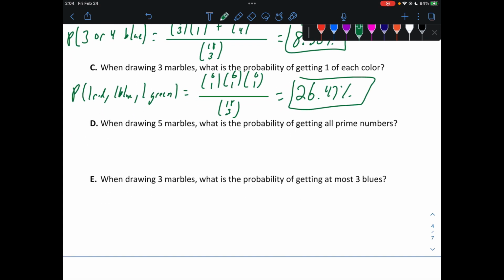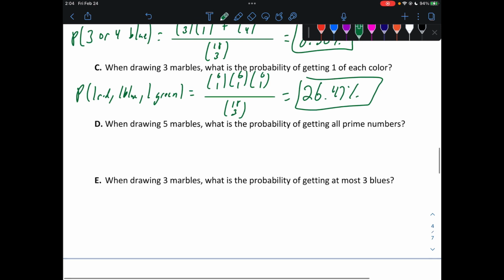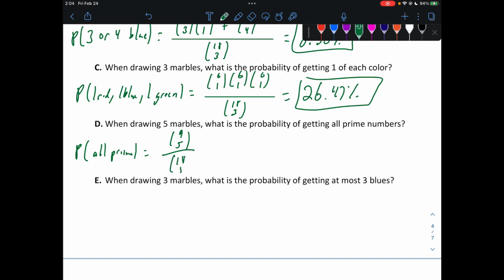D, when drawing 5 marbles, probability of getting all prime numbers. So prime numbers are 2, 3, and 5. Non-prime numbers then would be 1, 4, and 6. So probability of all prime. If 2, 3, and 5 are prime, and there's 3 of those, but 3 colors, that means there's 9 prime numbers. So we're going to say 9 prime numbers, choose 5 of those. And there are 18, choose 5 is our sample space. So that would give us 1.47%.